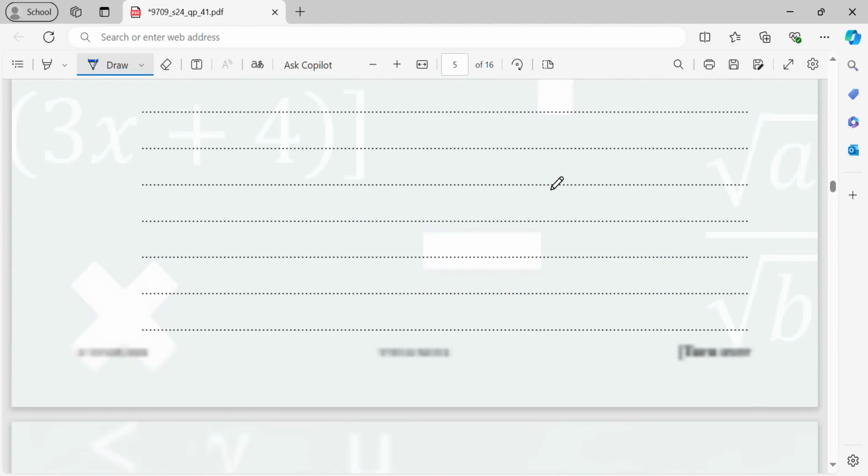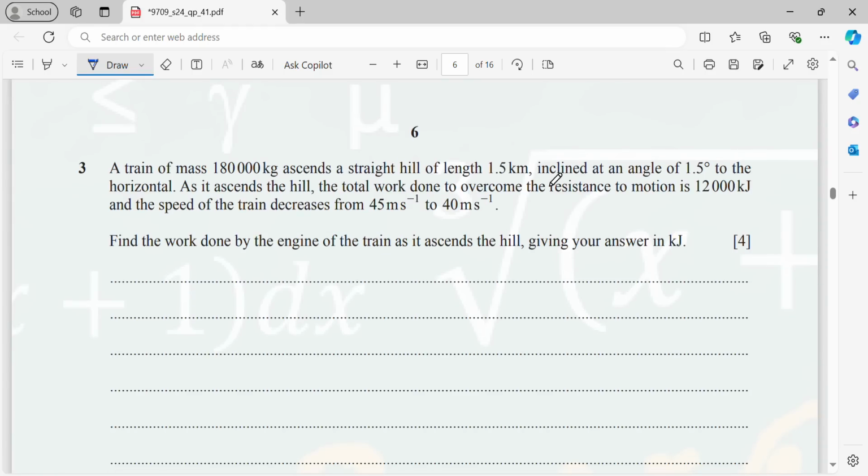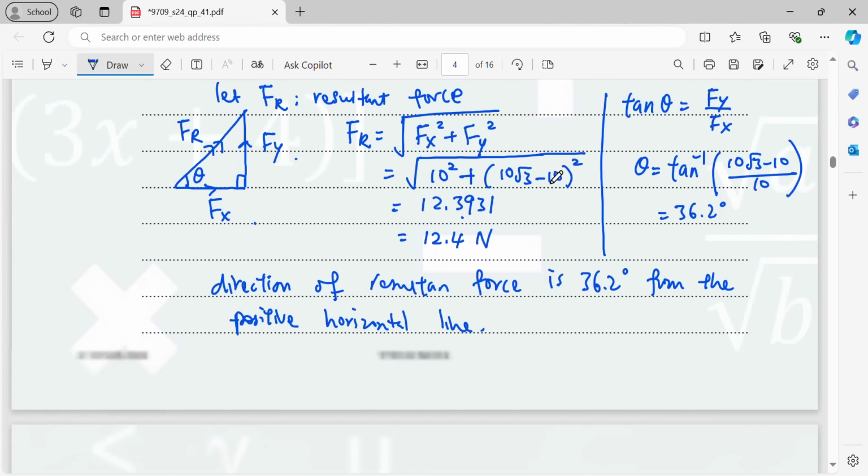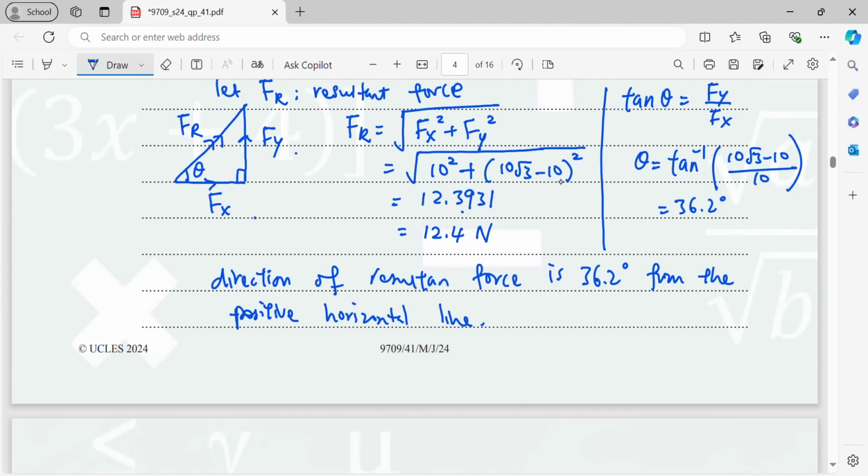Okay, now next question. Number 3. A train of mass 180,000 kilograms ascends a straight hill of length 1.5 kilometers, inclined at an angle of 1.5 degrees to the horizontal. Okay, so probably here I can just write 36.2 degrees to the horizontal.